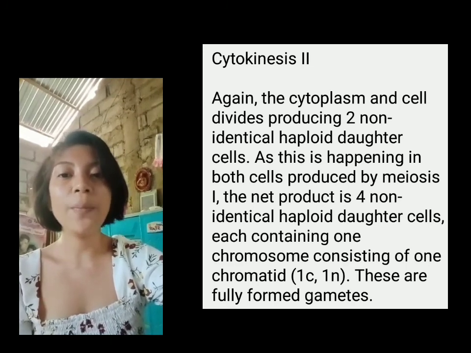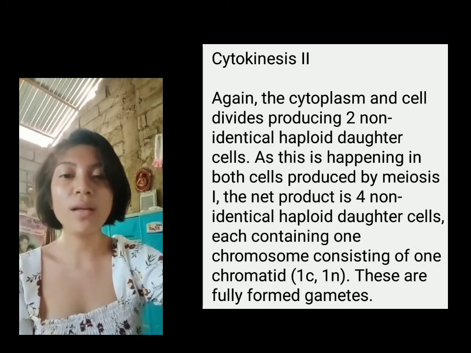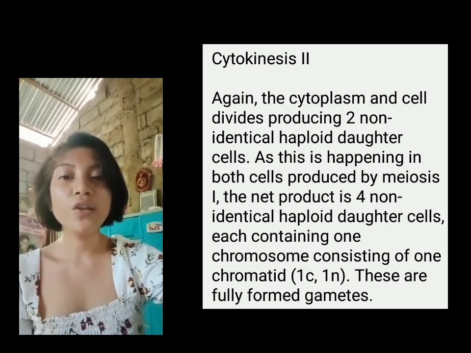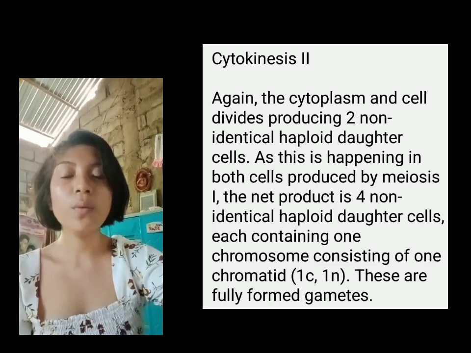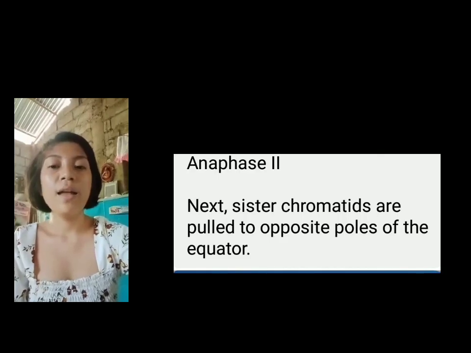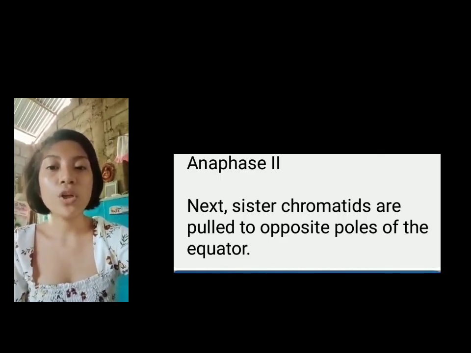As this is happening in both cells produced by Meiosis 1, the net product is four non-identical haploid daughter cells, each containing one chromosome, consisting of one chromatid. These are the gametes. Anaphase 2, next sister chromatids are pulled to opposite poles of the equator.